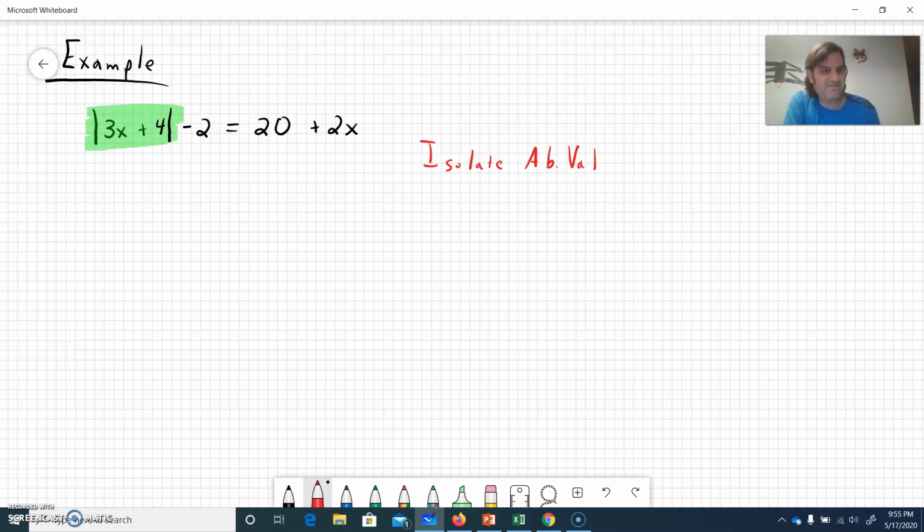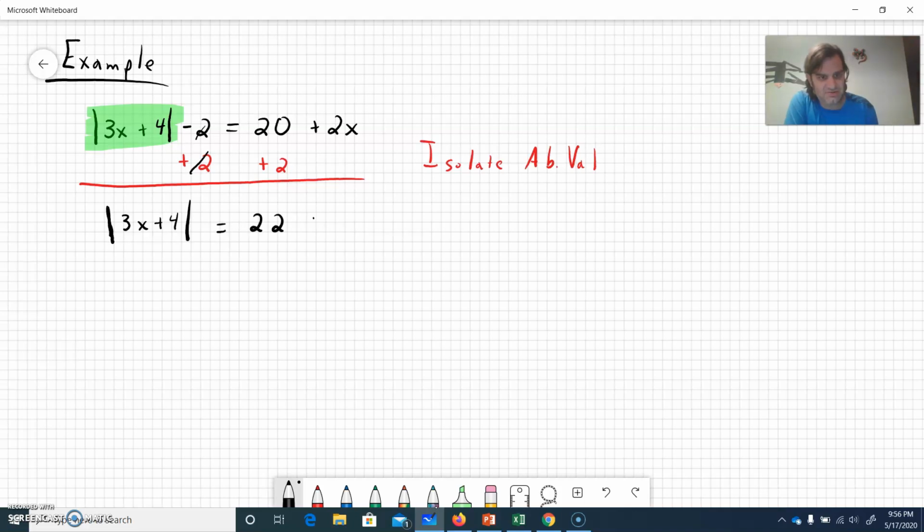So I'm thinking if that was my variable and I wanted to get that variable by itself, I would add 2 to both sides to get this negative 2 away. So I'm going to add 2 to both sides, which means I'll add it to the 20 on the right hand side. And now there may be other steps I'd have to do sometimes, but I have the absolute value of 3x plus 4, and the 2's cancel out, equals 22 plus 2x. Okay, so my absolute value is by itself. Now I'm going to create two equations.